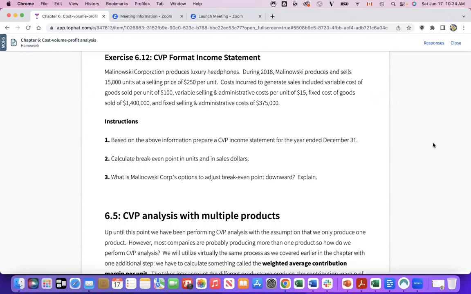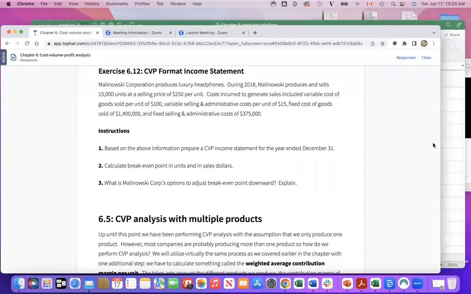Costs incurred to generate sales included variable cost of goods sold per unit of $100, variable selling and administrative costs per unit of $15, fixed costs of goods sold of $1.4 million, and fixed selling and administrative costs of $375,000. Based off of this information, they want us to prepare the CVP income statement for the year ended December 31st. They want us to calculate the break-even point in units and in sales dollars, and then do some analysis here. Really, the value add for this information is being able to make decisions, seeing how we can adjust the break-even point downward based off of the information given.